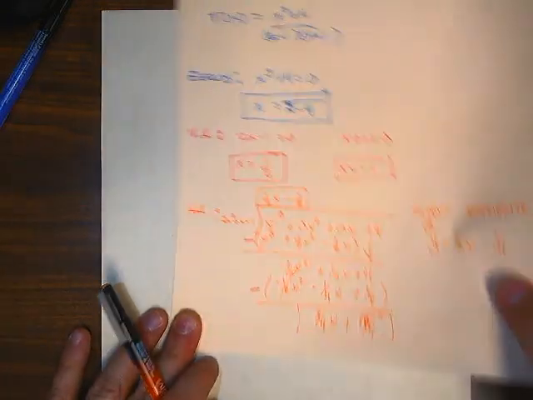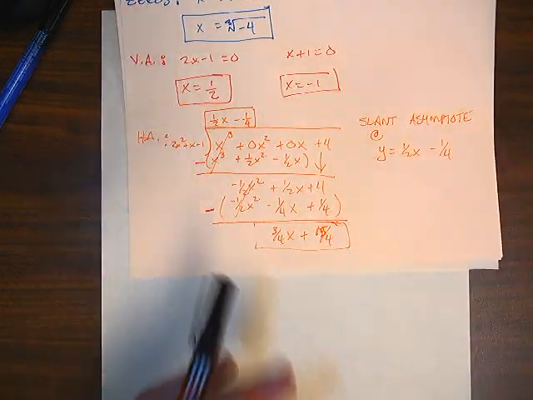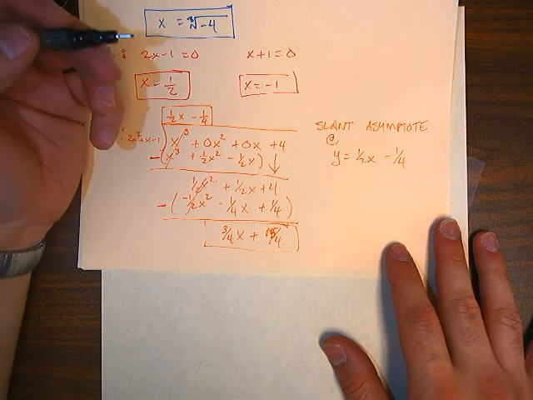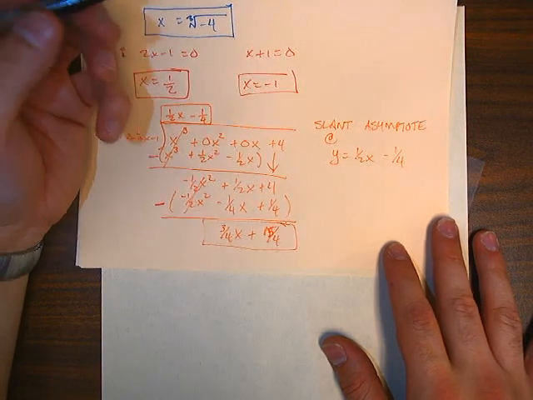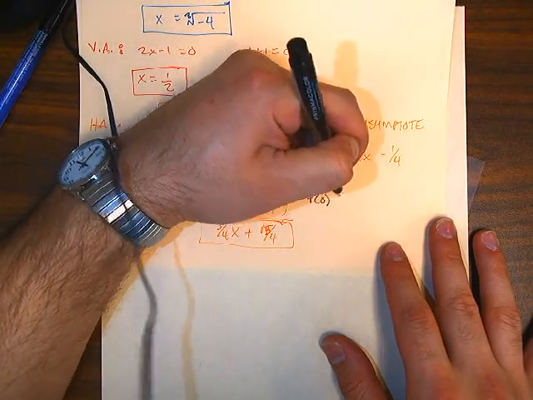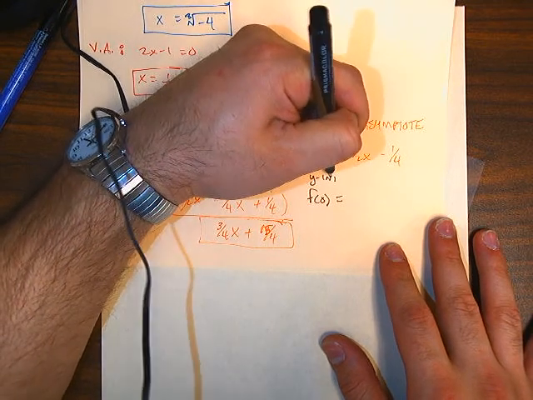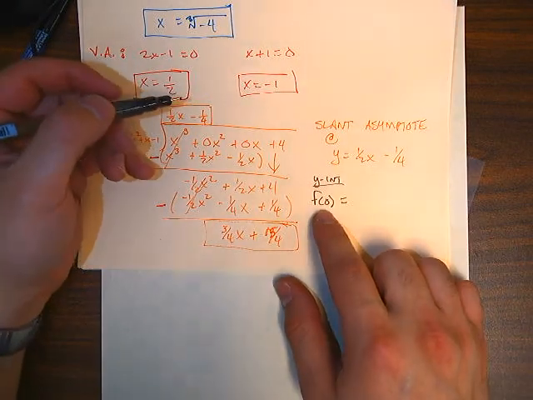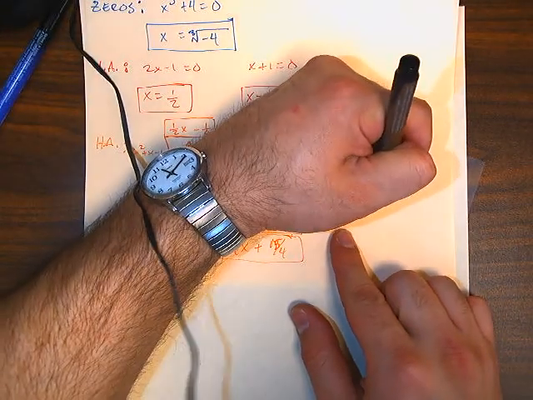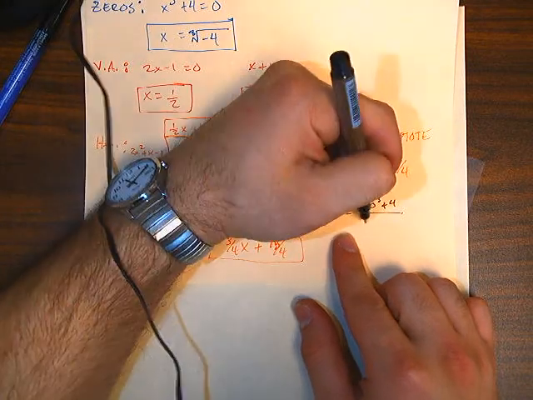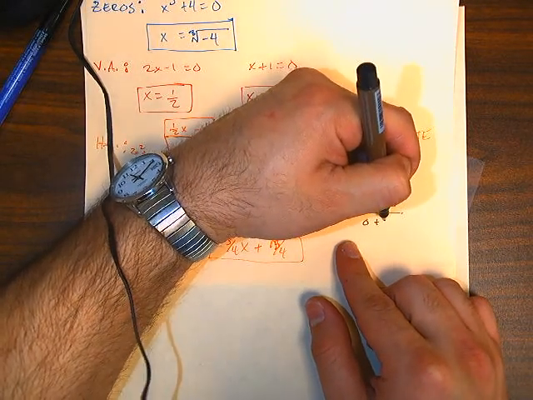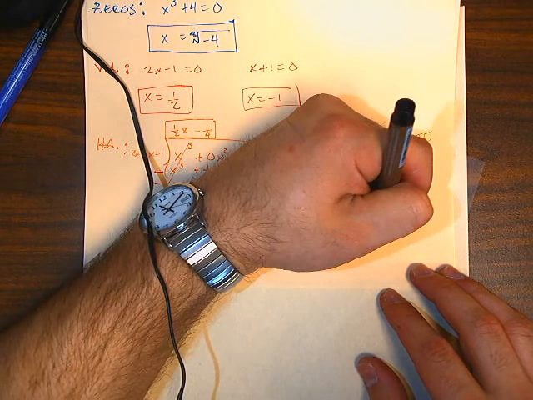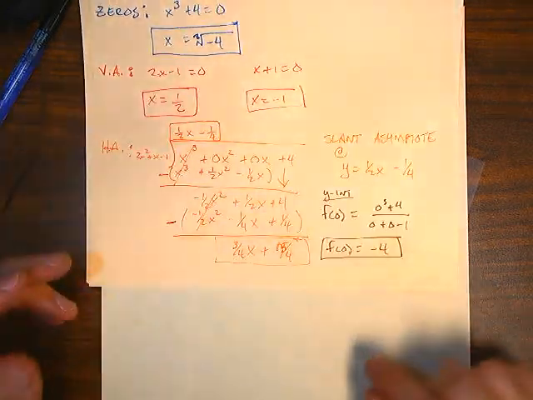What's the last thing we have to figure out here? Yeah, our y-intercept. And how do we figure out that y-intercept? Yeah, set x to 0. So we're going to evaluate f of 0, and that's going to give us our y-intercept. If I plug in a 0 everywhere I have an x, that's going to give me 0 cubed plus 4 divided by 0 plus 0 minus 1. So f of 0 is going to be negative 4.